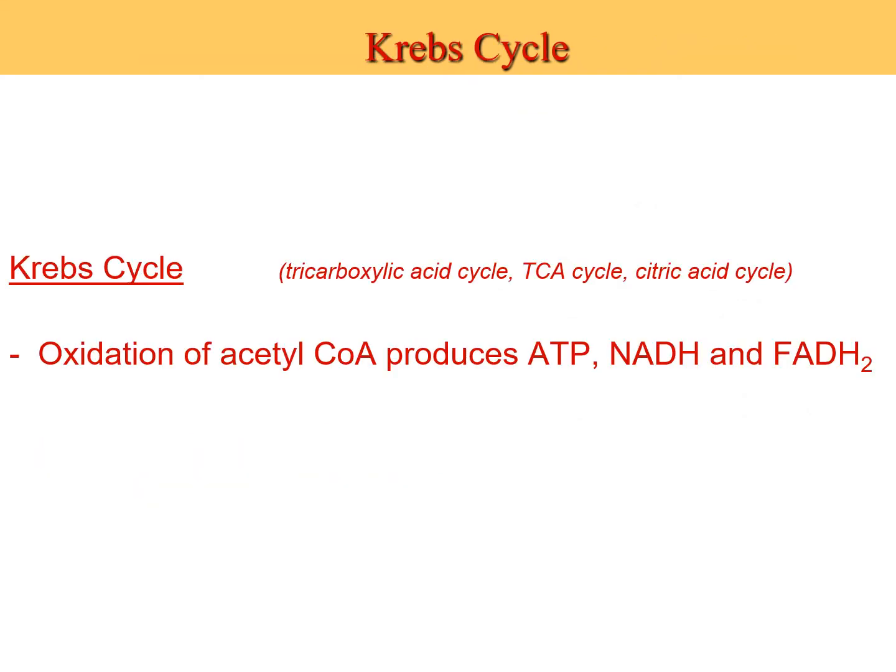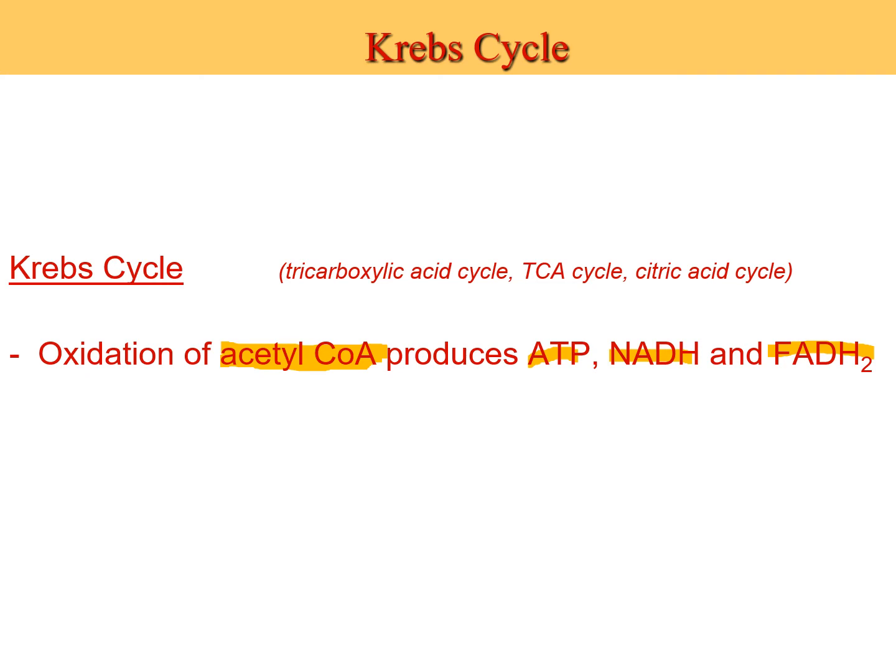Now, what happens to the acetyl-CoA? We go to the 3rd cycle, and you get oxidation of acetyl-CoA. And it's a full oxidation, and you'll see what I mean. And in terms of energy, you get production of ATP, NADH, and FADH2.